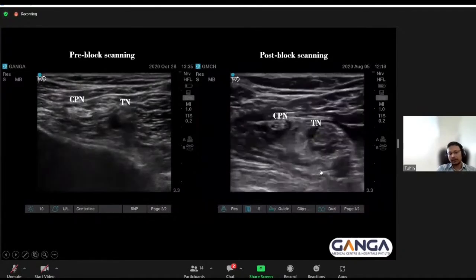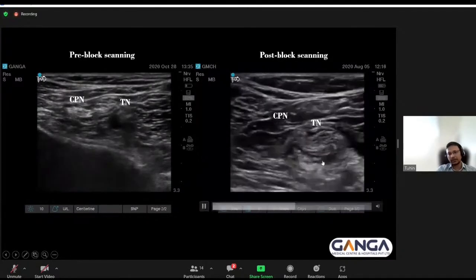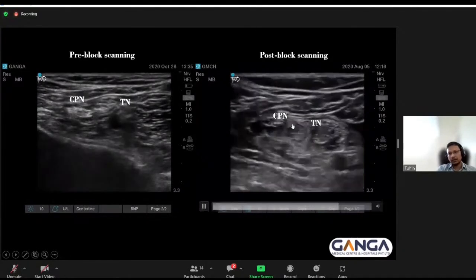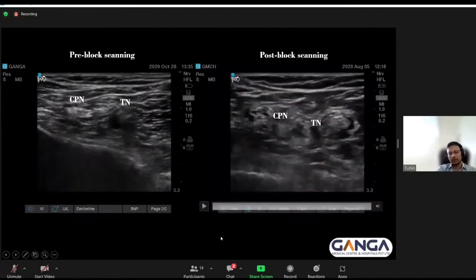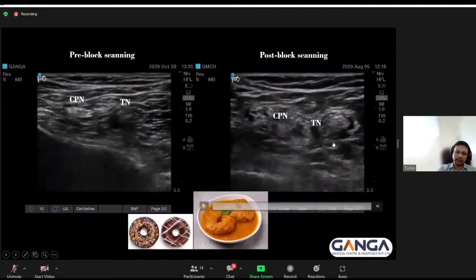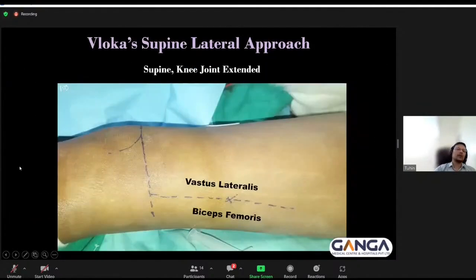So this is the scan on the right side. What you are seeing is the scan after the block. So you can see the clear halo around the common peroneal and the tibial nerve, which is popularly known as the donut sign, and we call it the medu vada sign. So coming to the distal lateral approach, it is popularly known as Blockers supine approach. Here we are targeting the sciatic nerve from the lateral side in a supine position.